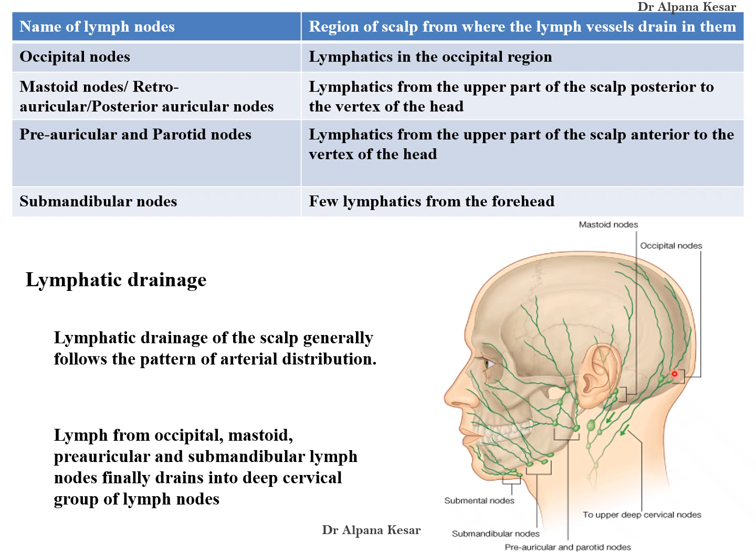The occipital lymph nodes drain lymphatics from the occipital region. The mastoid group of lymph nodes drain lymph from the upper part of the scalp posterior to the vertex of the head. Parotid group of lymph nodes drain lymph from the upper part of the scalp anterior to the vertex of the head. And submandibular lymph nodes receive lymphatics from the region of forehead.